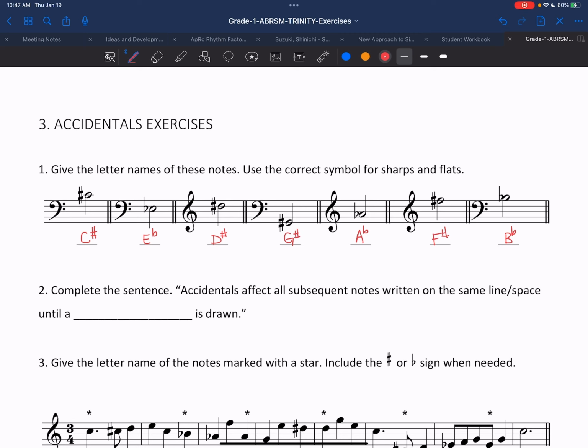Next it says, complete the sentence, accidentals affect all subsequent notes written on the same line or space until the bar line is drawn. The correct answer is bar line. Another way that we can also cancel out our accidentals is to use another accidental, which is a natural sign.